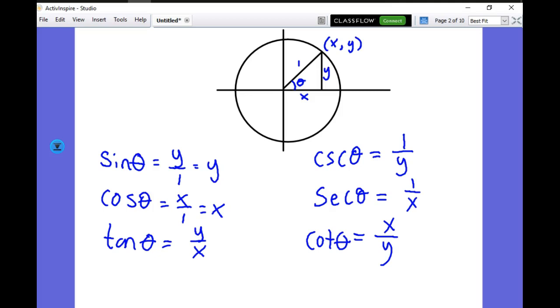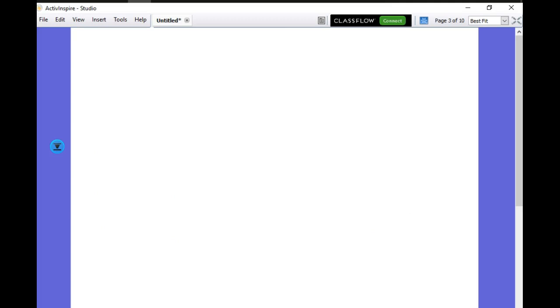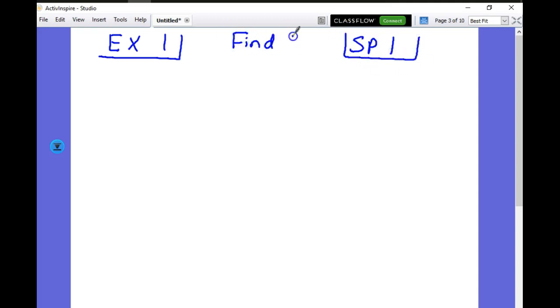Let me show you what we're going to be doing today with this. I'm going to put student practice over here. Both of them have the same instructions. It's going to be find the trig ratio for each angle.